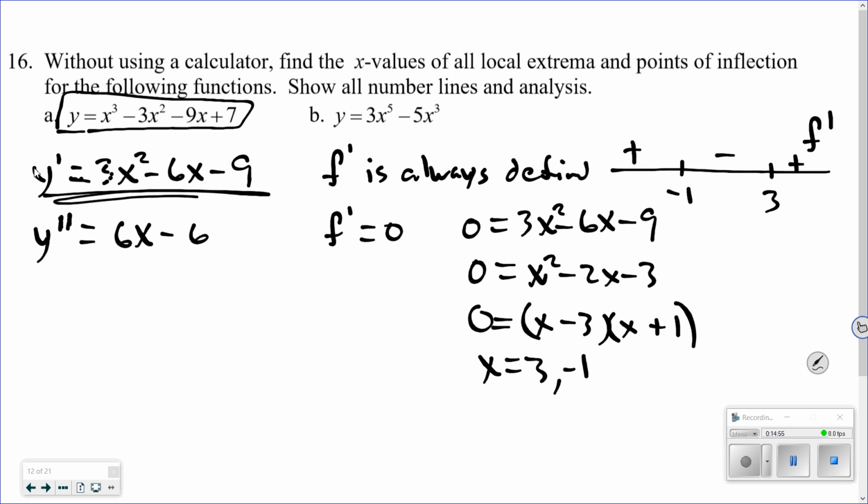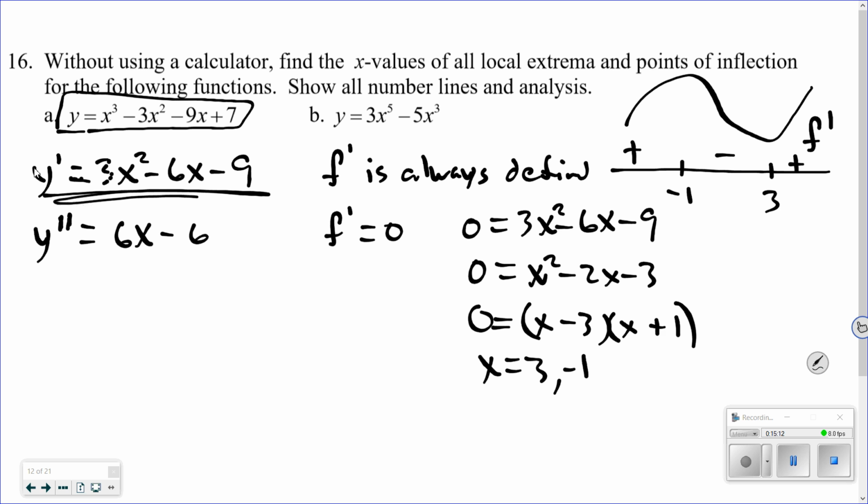Okay, so find all the x values of the local extrema. So the x values, we'd say this is going from increasing slope to decreasing slope. So there's a max at -1. Then it goes from decreasing slope to increasing slope at 3. So let's put that down first.